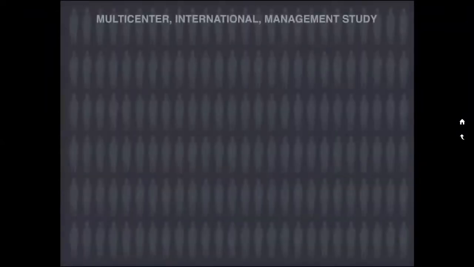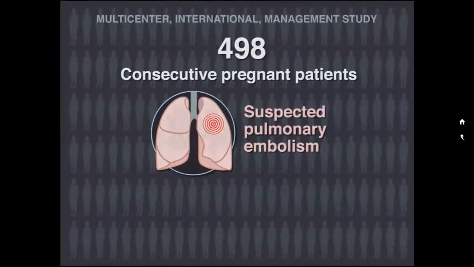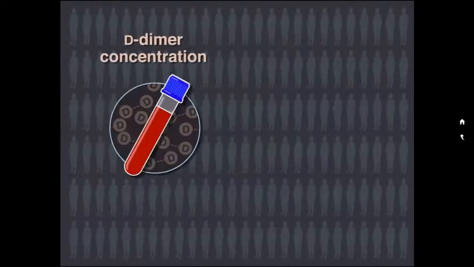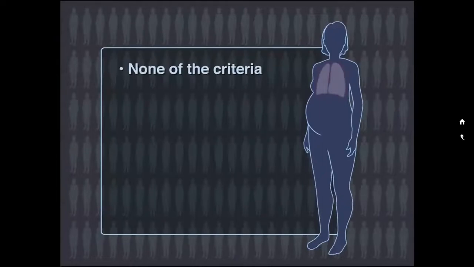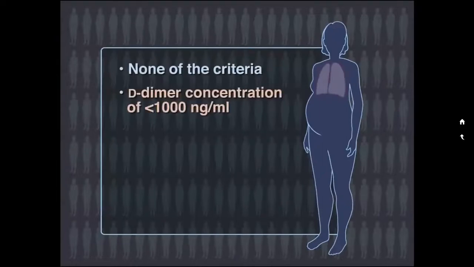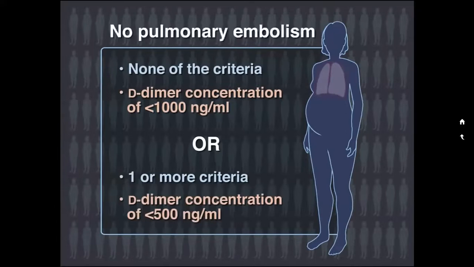In this multicenter international management study, 498 consecutive pregnant patients with suspected pulmonary embolism were assessed for D-dimer concentration and the YEARS criteria. Patients who met none of the criteria and had a D-dimer concentration of less than 1,000 nanograms per milliliter, or with one or more criteria and a D-dimer concentration of less than 500 nanograms per milliliter, were considered not to have pulmonary embolism.